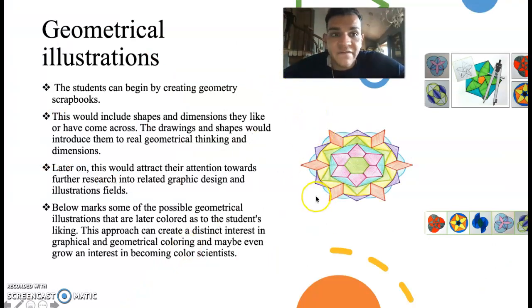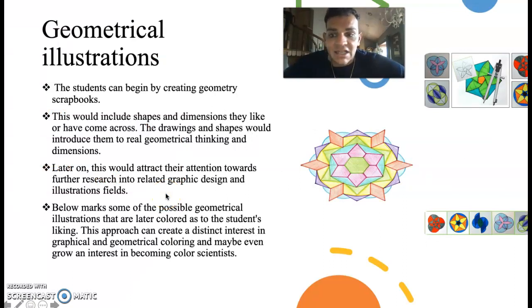So here we go. On the right, there are different shapes, like little scrapbooks. This would include shapes and dimensions they would come across. The drawings and shapes would introduce them to real-life geometrical thinking. Later on, this would attract their attention towards further research into graphic design and illustration.